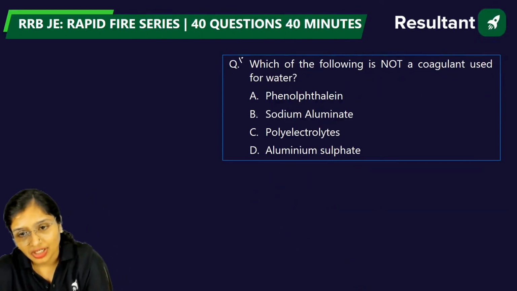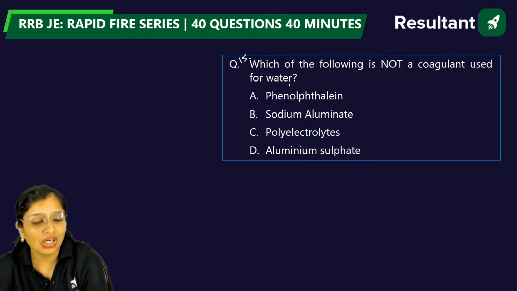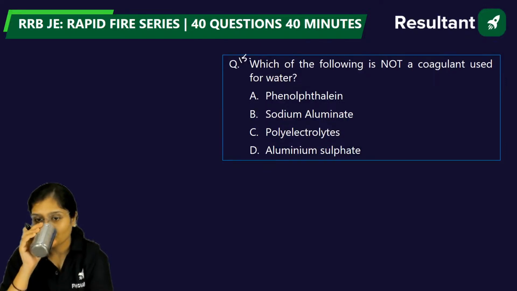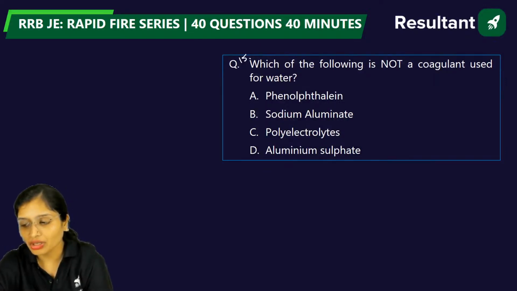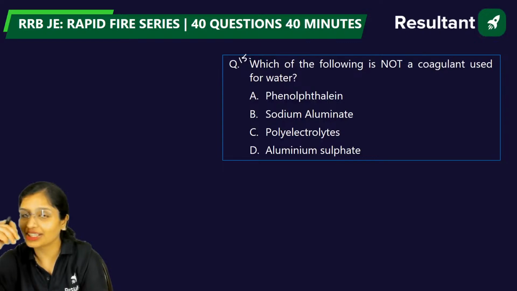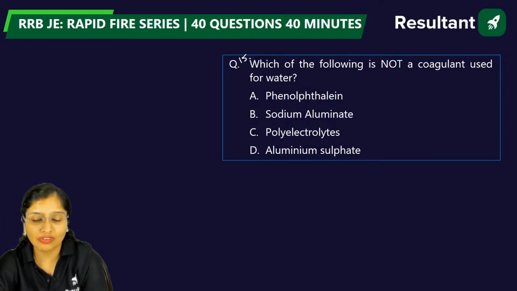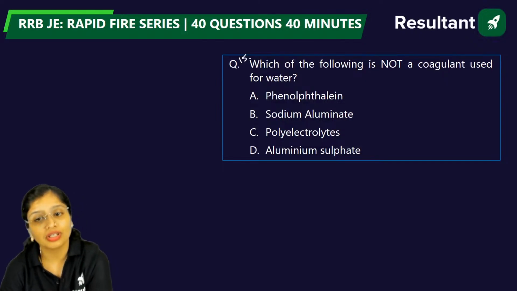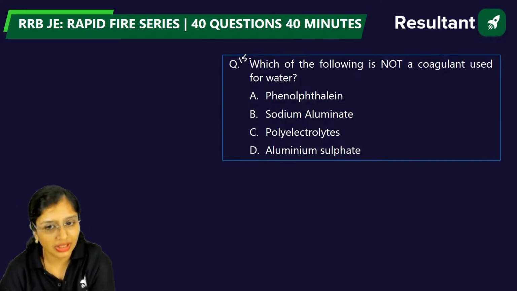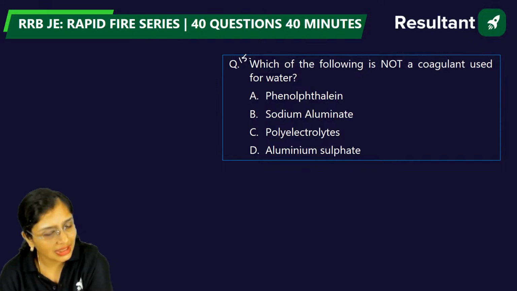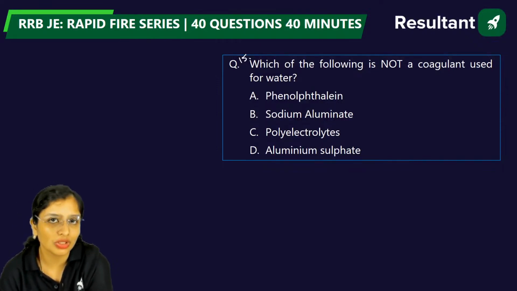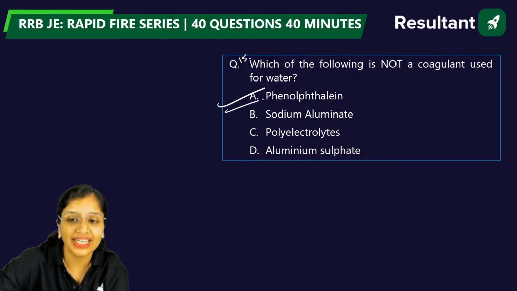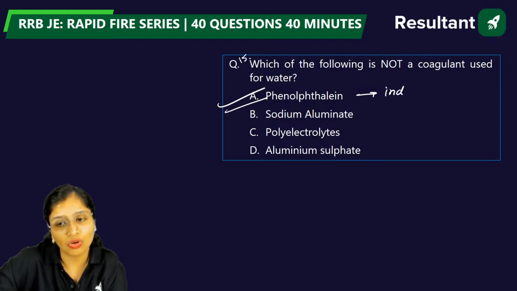Question number 15. Which of the following is not a coagulant used for water? Which is the one which is not a coagulant? Coagulant is a chemical which will react and cause the destabilization of the colloidal particles. Sodium aluminate, Na2Al2O3, is a coagulant. Polyelectrolytes are there. Aluminium sulfate, Al2(SO4)3·18H2O, which you call alum, is there. Phenolphthalein is an indicator. This is not a coagulant.